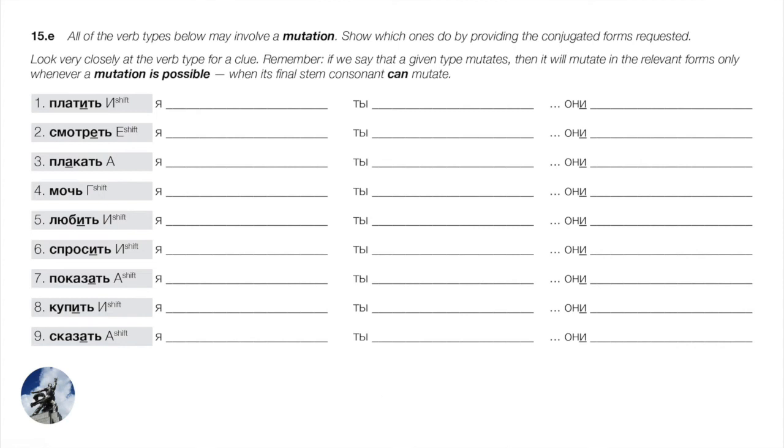Okay, number four, мочь. That was a very tricky one. We're not going to see many verbs like this, especially not for the time being. Я могу. We've got shifting stress, and this verb mutates in the inner forms. That's very unusual. This is a very weird verb type. There are only two types like this, at the very bottom of the table in the back of the book. The middle form, ты, will be можешь. Я могу, ты можешь, они могут.